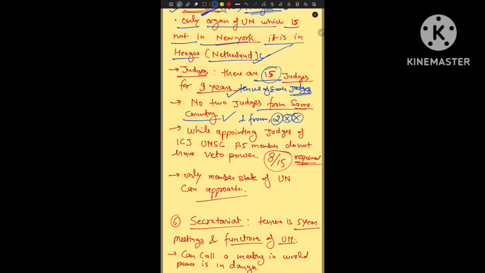And remember, this 15 is easy to remember, because there are 15 UNSC members as well, so both are the same. That's how we can remember: 15 judges here and 15 UNSC members. But don't be confused, it doesn't mean that if they are members of UNSC, they will definitely be here. There is no correlation. These judges can be from any country.